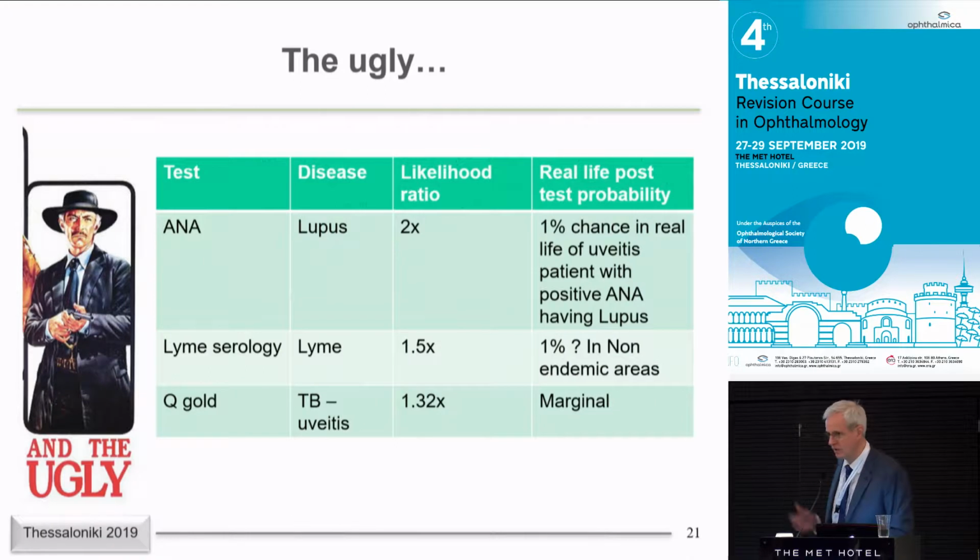ANA blood testing, I go crazy when my residents tick that box for patients presenting with uveitis. It is estimated there's a 1% chance of a patient with a positive ANA and a uveitis syndrome having lupus. That's pretty low.